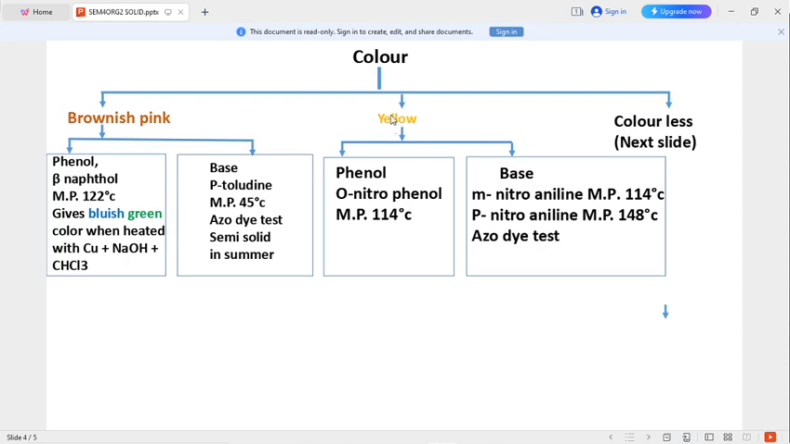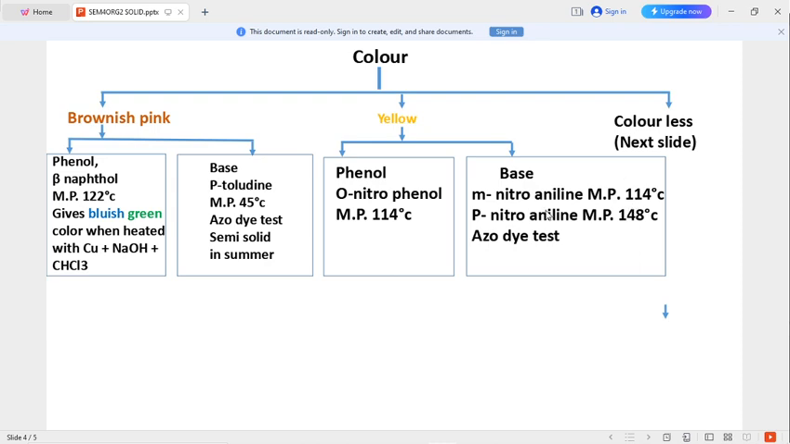And if your yellow compound is basic in nature, then it would be either meta-nitroaniline or para-nitroaniline. Now there is no such test which distinguishes the meta-isomer and para-isomer except melting point. There is a remarkable difference between their melting points.